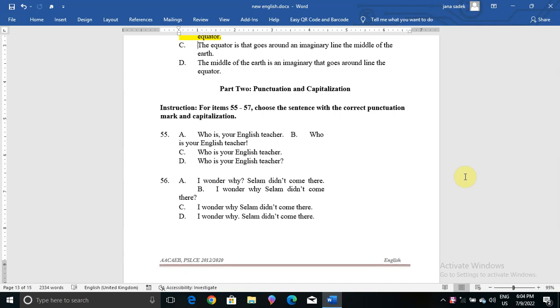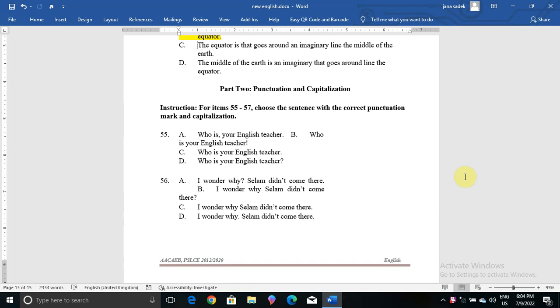Okay, now question number 55 says, who is your English teacher? Or who is your English teacher? All of them are the same question, but which one is punctuation and capitalization correct? First of all, the nouns are always with a capital letter, right? The first letter of the word is capital. For example, English is a name, and E will be a capital letter.